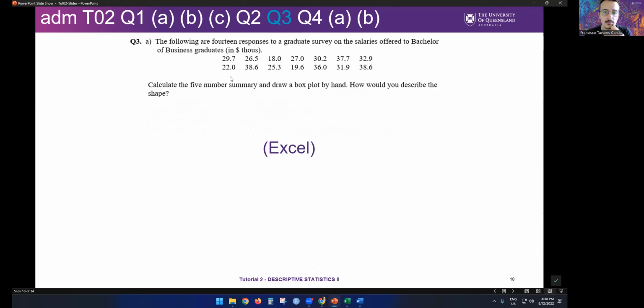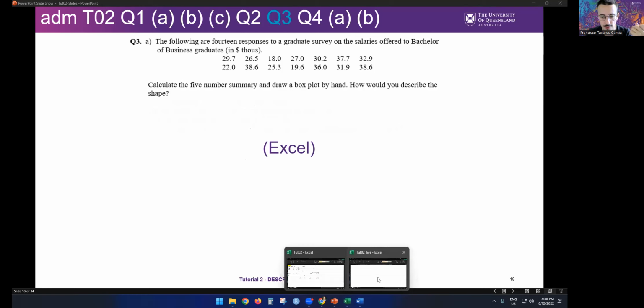Calculate the 5-number summary and draw a box plot by hand. How would you describe the shape? Let's see. Amazing. Harry already sending his numbers. I want to take the chance to show you. I don't know if other people will show. I think it would be nice to have it on video if you guys want to do it later. Let's try to do it on Excel. I don't know if you guys have ever done it before.